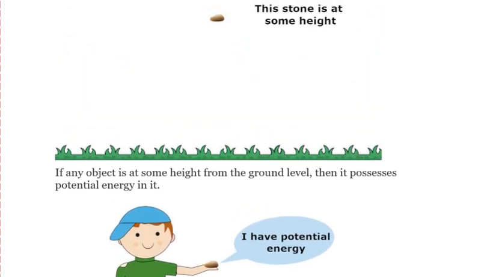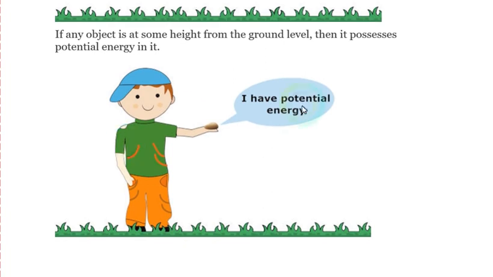Okay, so if any object is at some height from the ground level, then it possesses potential energy in it. So now let us see how these two energies can be converted from one form to another. So, if it is at a certain height from the ground level, it has potential energy. That means, for this one, our stone here has potential energy. Okay, this boy is holding a stone. So at some height, that means it has some potential energy right now.